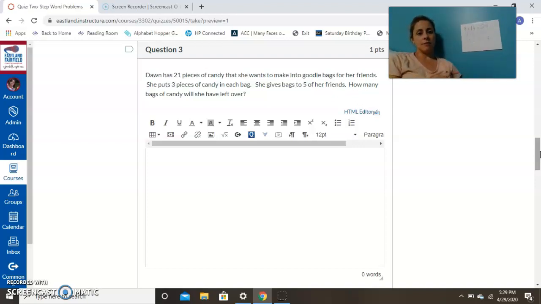It tells us that she gives 5 bags to her friends, but they want to know how many are left over. So again, figure out what to do with the 7 and what to do with the 5 to figure out how many bags are left over.